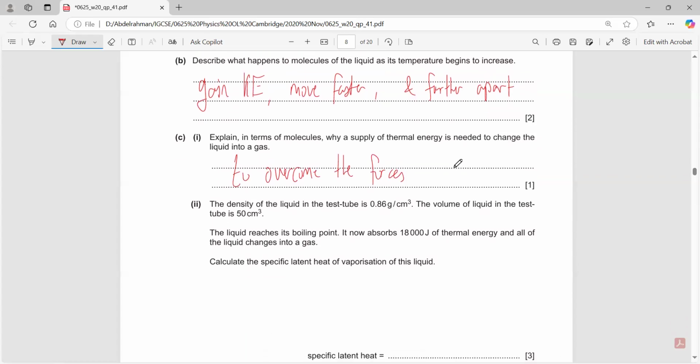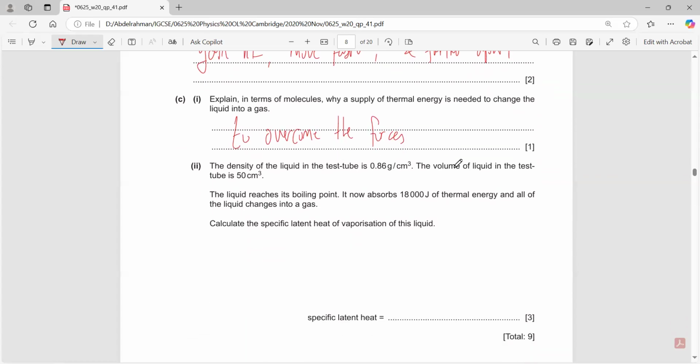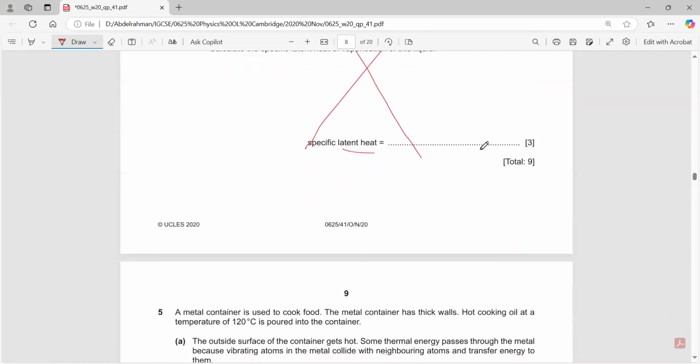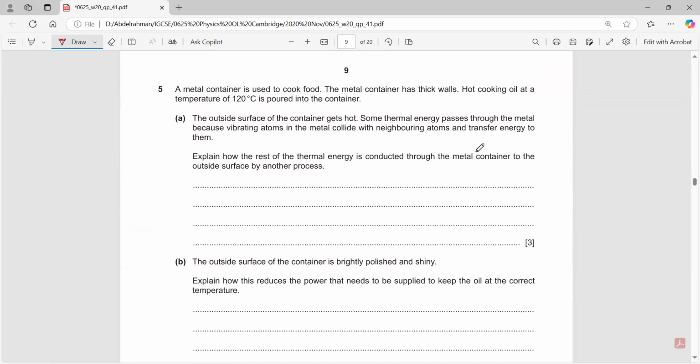The density of the liquid in the test tube is 0.86 grams per centimeters cubed. The volume of the liquid in the test tube is 50 centimeters cubed. The liquid reaches a boiling point. It now absorbs 18,000 joules of thermal energy. You need to find the specific latent heat, which is cancelled. So part III has been removed from the syllabus. You're very lucky in this test, honestly.